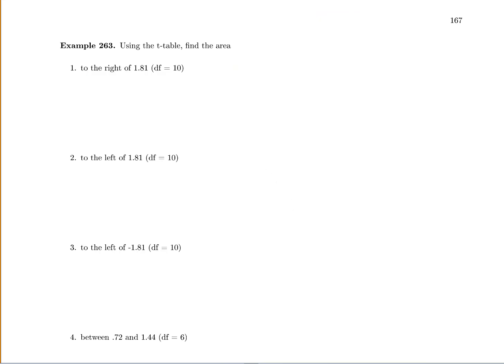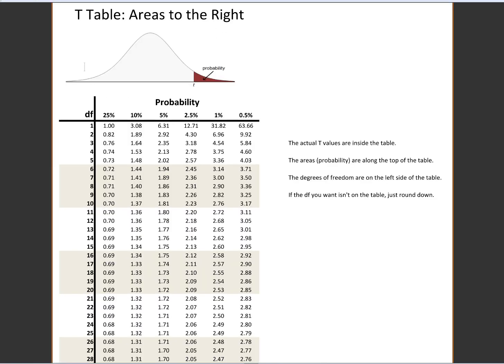So we're going to use the t-table to find some areas. Let's first look at the t-table. So here's my t-table. You can see the t-curve, and you'll see I have my little t-value, and it looks like the probability is actually shaded to the right, which is kind of weird. The normal curve is actually the only one that's shaded to the left. I'm not quite sure why they did that, but that's what all the textbooks do.